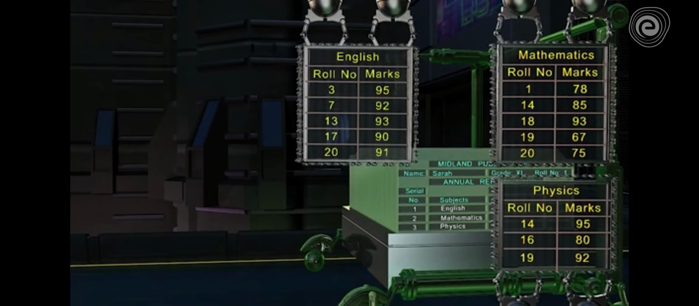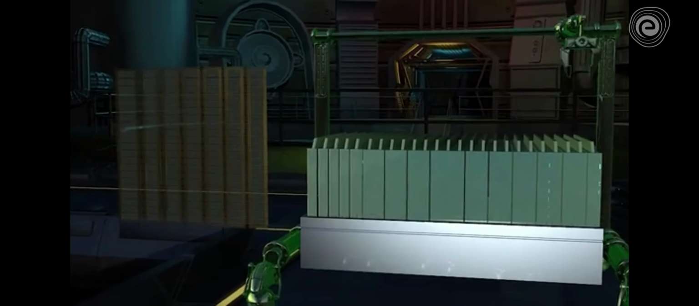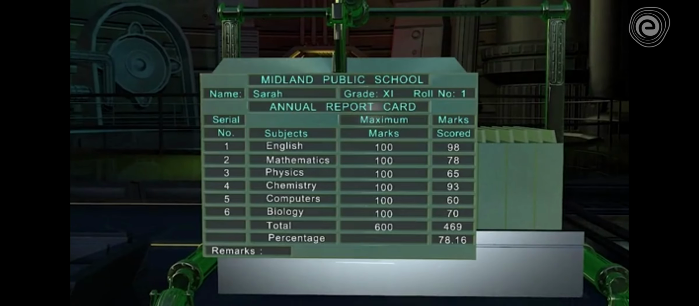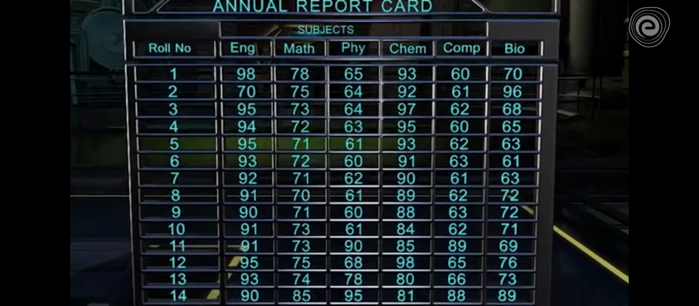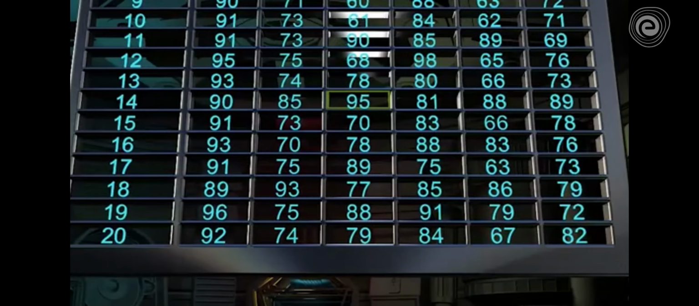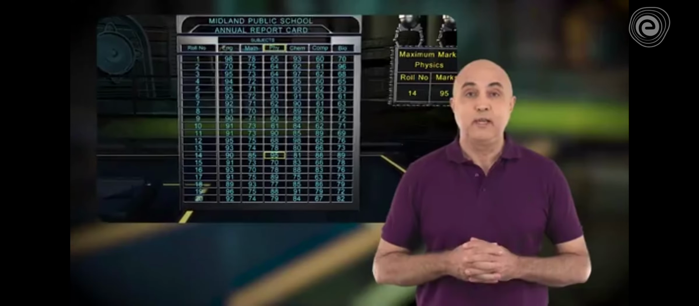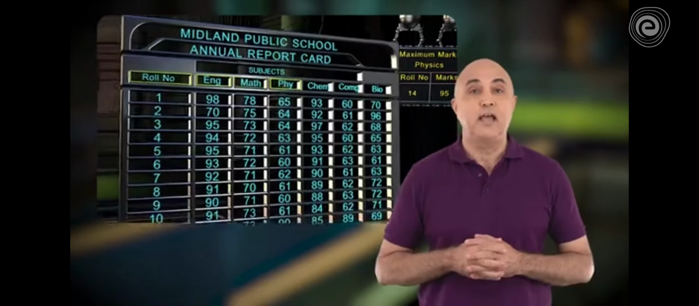To overcome this difficulty, the teacher decides to arrange the marks in rows and columns. Now let us see if this application of mathematics can make it easier for him. He arranges the information in tabular form and proceeds to find the maximum marks in physics. Now, it is comparatively easier and faster to scan the data and locate the required information.